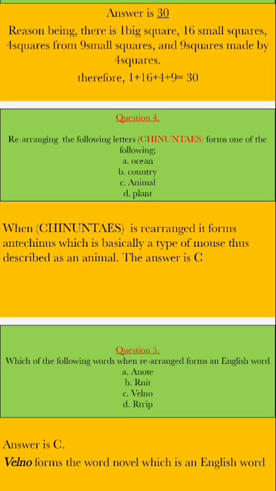The fifth and final question is, which of the following words, when rearranged, forms an English word? When you rearrange the following words, you will find out you have to get an English word. The English word in this case shall be C, which is novel. Therefore, novel shall be our answer.